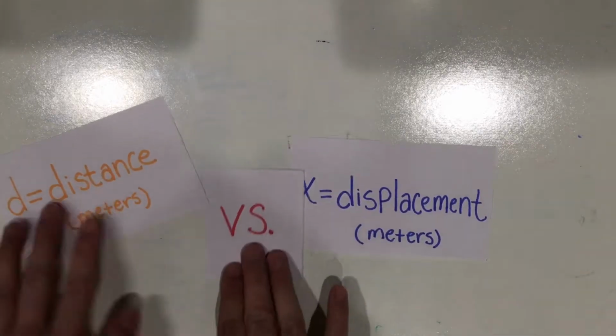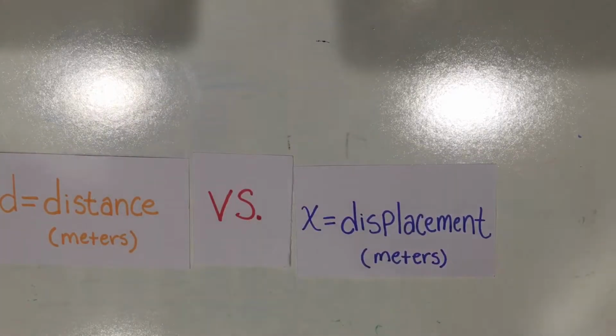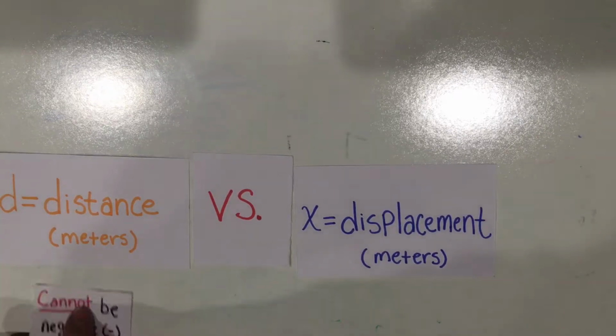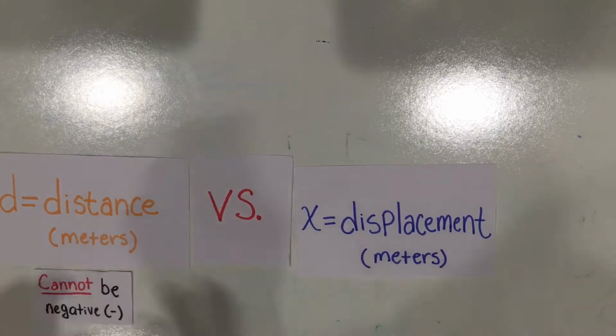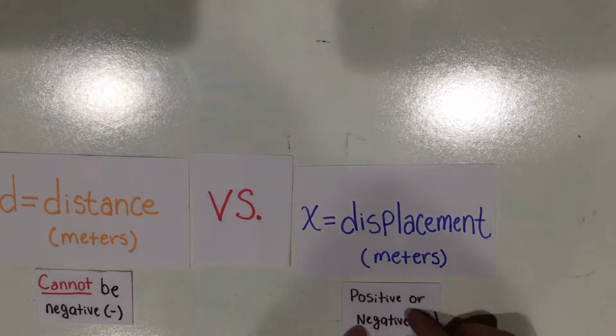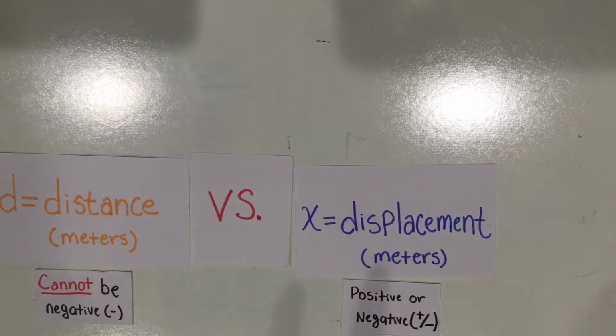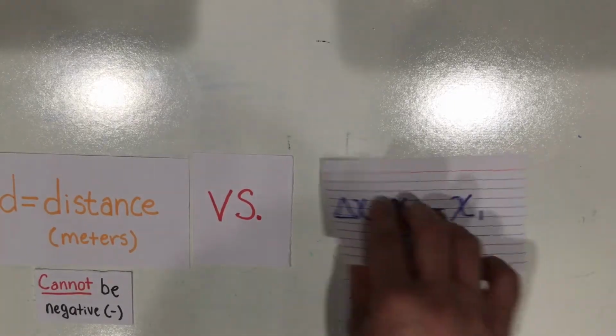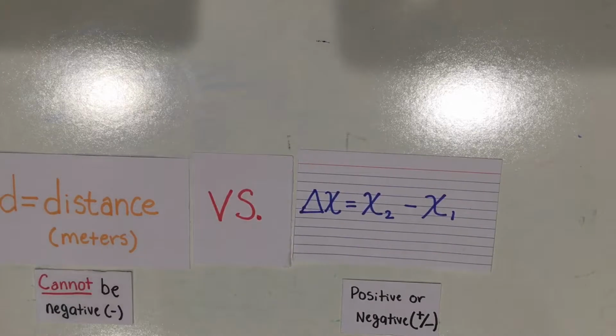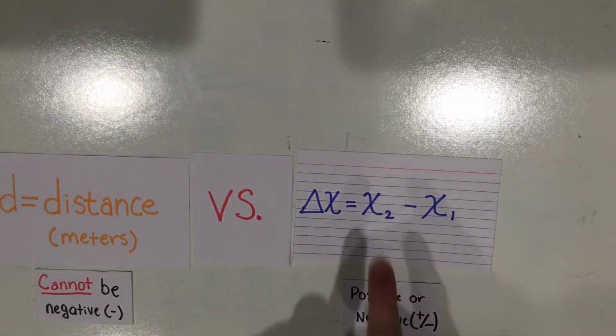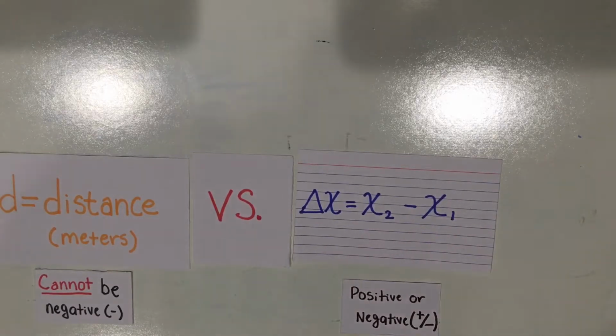So the difference between the two, just some common differences, is that distance cannot be negative. So you cannot say that you traveled a negative distance. However, displacement could be positive or negative because displacement tells you direction. So I'll be going into further detail in a second, but we must understand the equation for displacement, which is change of x is x2 minus x1. So that's basically final displacement minus initial displacement.